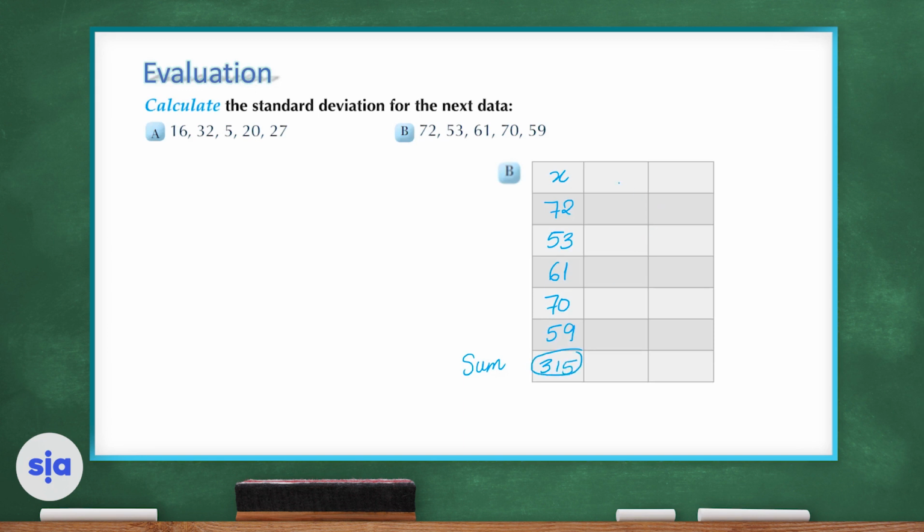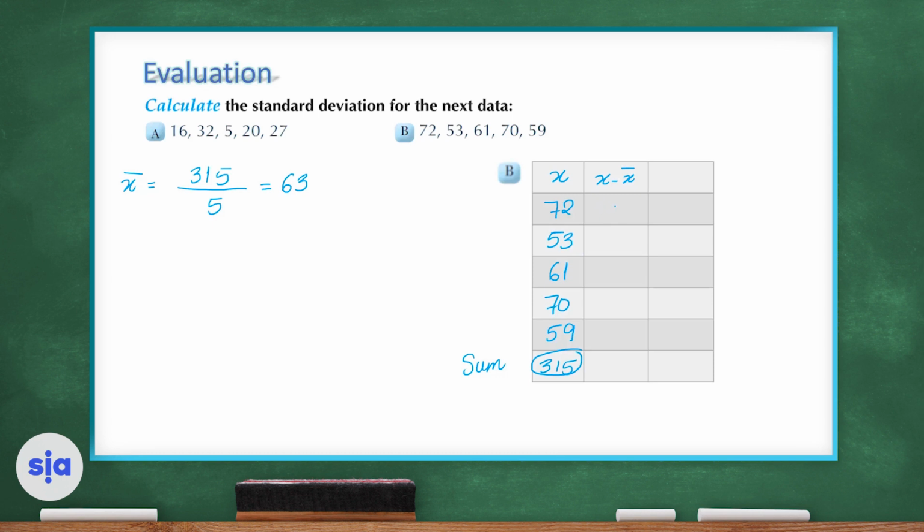The second column is x minus x bar. X bar is the mean, so I need to find the mean. X bar, the mean, is the sum of x values, which is 315, divided by how many they are. They are 5. Then, in this case, the mean is 63. So in this column, we're going to subtract 63 from each value of x.